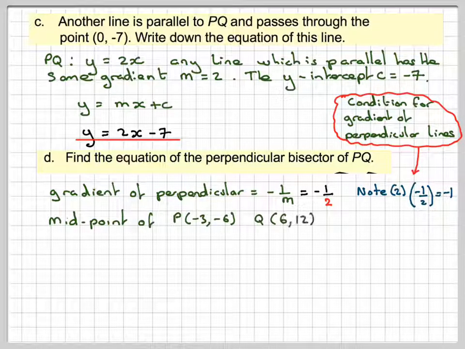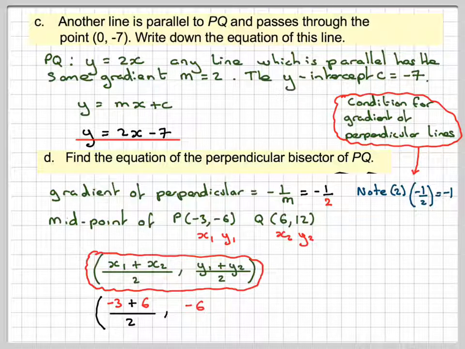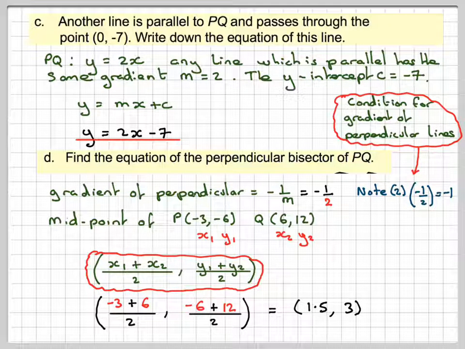You need to find the midpoint because you want the perpendicular bisector of PQ, so you want the midpoint of PQ. Again, labelling x1, y1, x2, y2. The coordinates of the midpoint are: you add the two x values together and divide by 2, add the two y values and divide by 2. So you get (-3 + 6) divided by 2, and then (-6 + 12) divided by 2, and that's going to give you 3 over 2, which is 1.5, and 6 over 2, which is going to give you 3. So that's the midpoint. So our new line has a gradient of minus a half and goes through the point (1.5, 3).